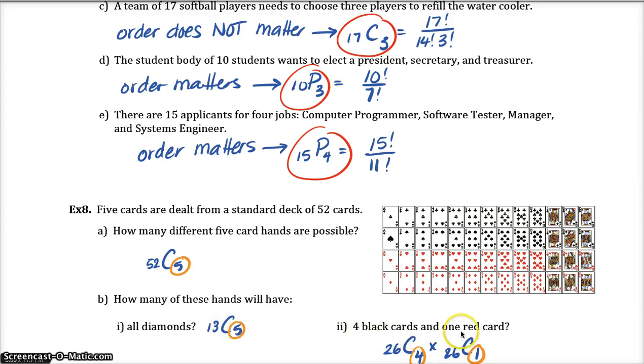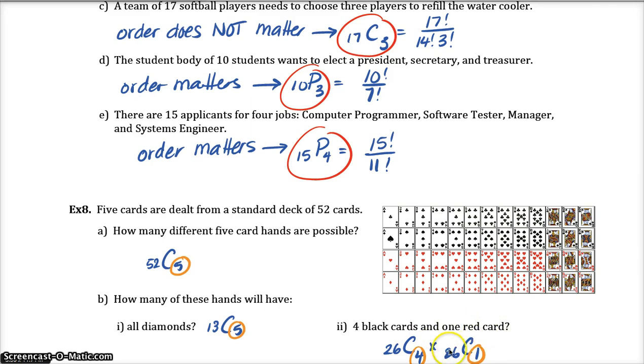We have 4 black cards and 1 red card. We have 26 black cards in the deck. There are clubs and spades, so 26 cards to choose from. We want 4 black cards. But remember, the word and means multiplication. So we have 4 black cards, 26 choose 4. And multiplication, 1 red card.